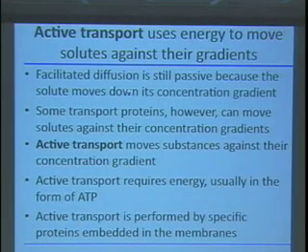Some transport proteins will use passive diffusion, but many of them will drive solutes against their concentration gradients. This uses energy, usually in the form of ATP, and it's performed again by specific kinds of proteins. Proteins that are passive diffusion channels are not active transporters, right? And vice versa. So they're definitely different, distinct classes of proteins and functions.